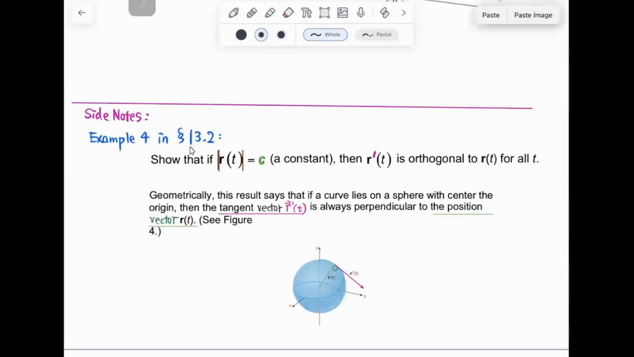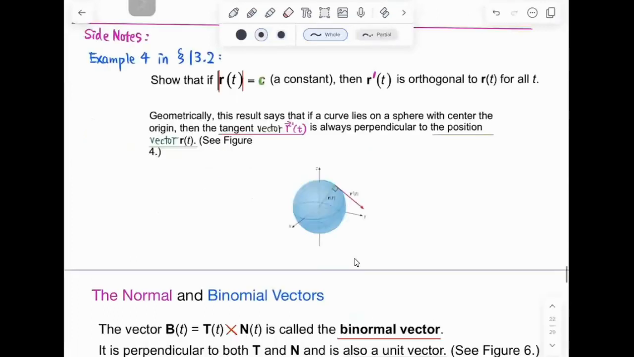Remember from example 4 in section 13.2, we showed that if the magnitude of r(t) is equal to a constant C, which means the space curve is on a sphere with radius C, then r prime of t is going to be orthogonal to r(t). So the tangent vector and the position vector will be orthogonal. If you have a curve embedded on this sphere, the tangent vector and the position vector form a 90 degree angle. They're orthogonal, and this is for all t. Just any curve on this sphere, that's going to happen. So the tangent vector is always perpendicular to the position vector r(t).